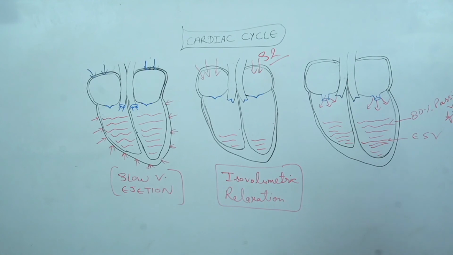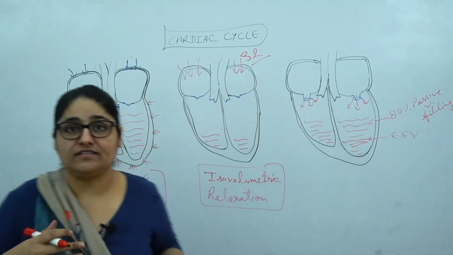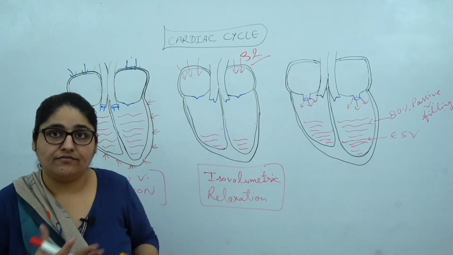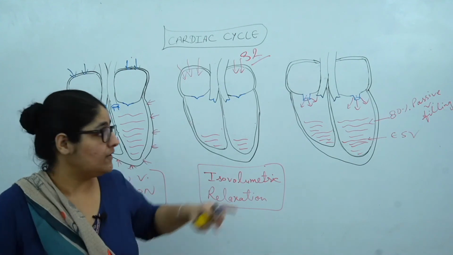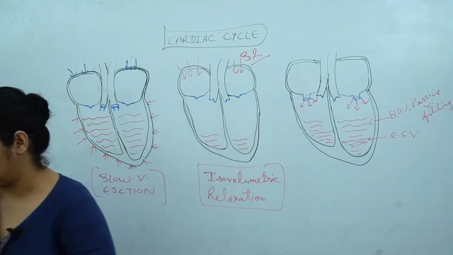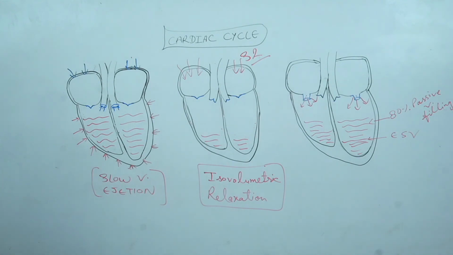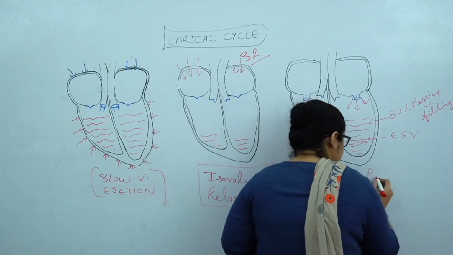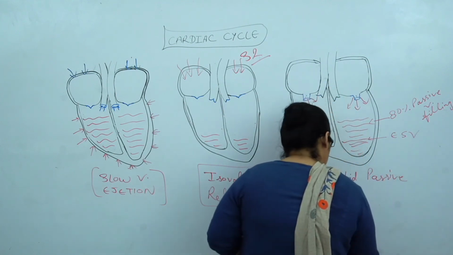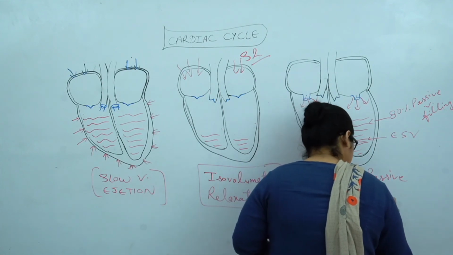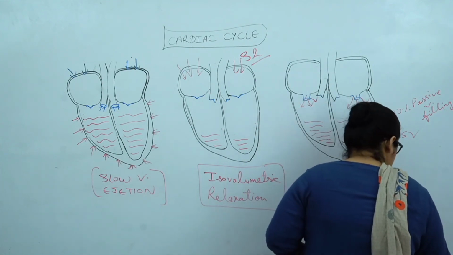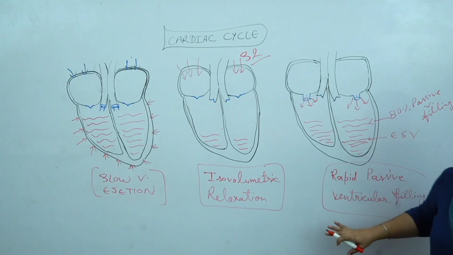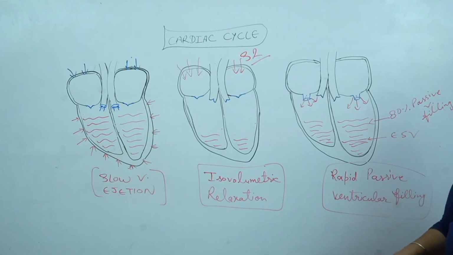I have told you this when I started with the first stage, that the ventricles are almost 80% full when atria starts contracting. So, this is the last stage of cardiac cycle, which is called rapid passive ventricular filling.